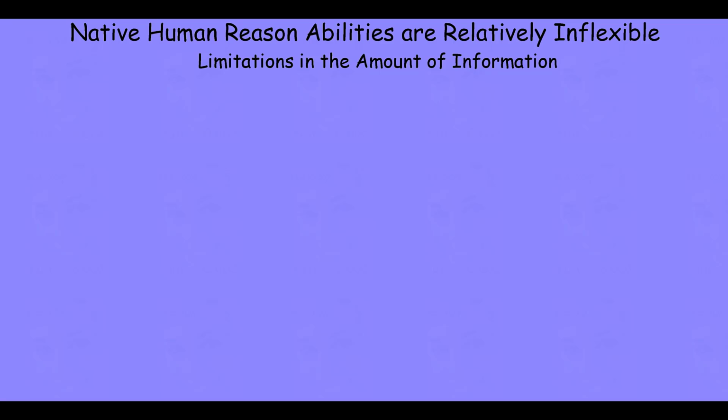So when I talk about the limitations in the amount of information that we can process in working memory, I want to give you in the next lecture module a bunch of examples that I think will illustrate this quite well. So we'll pick that up in the next lecture module.